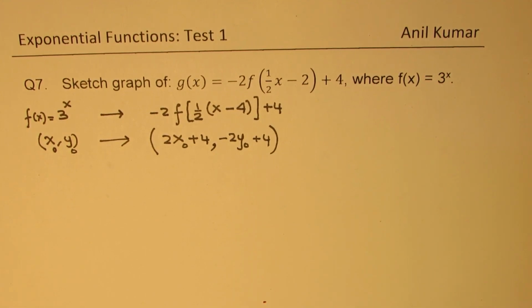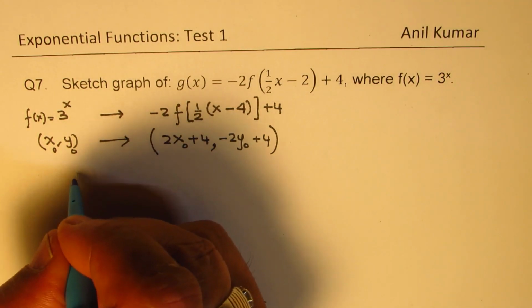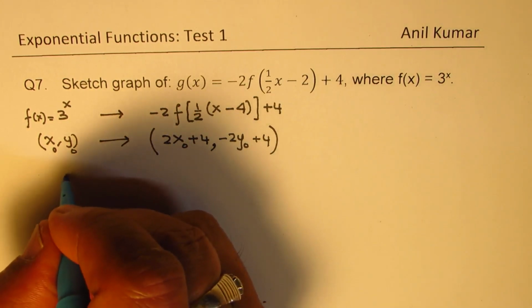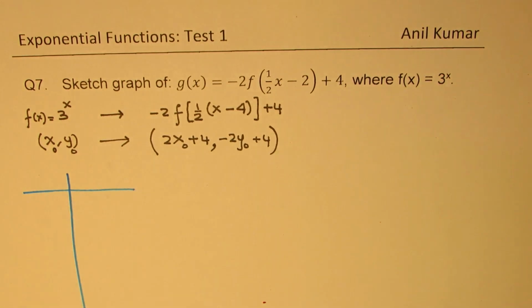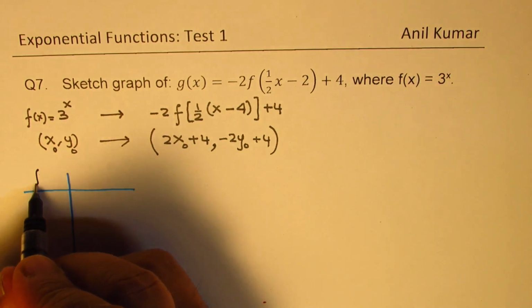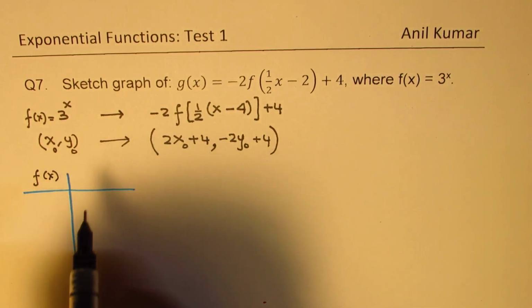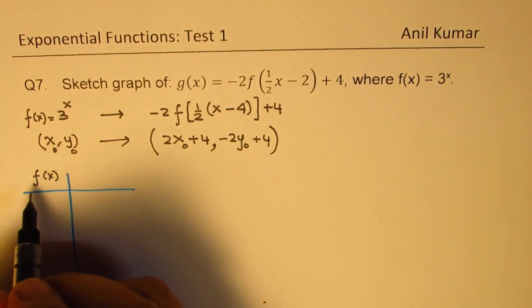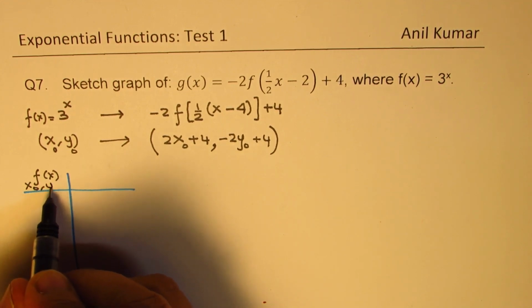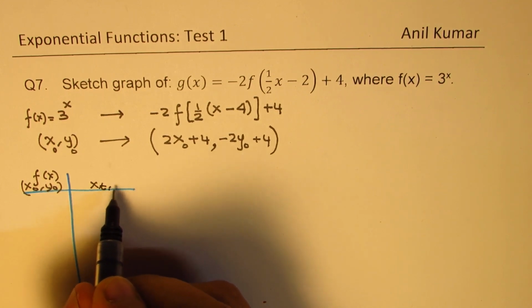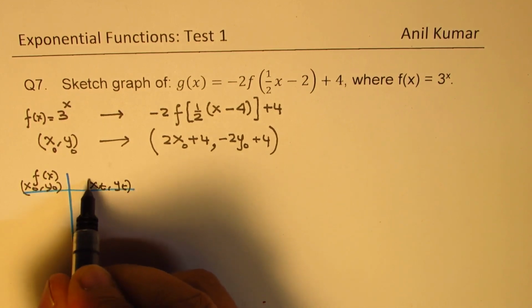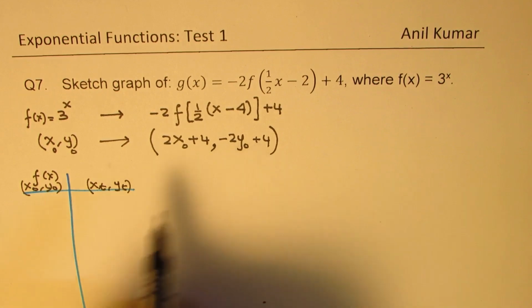Now to make a better graph, what we should do here is take some values, right? So let's take some values. We'll take a few critical values which can help us sketch a good graph. So let's call this function f of x, and the coordinate points will be x0, y0, right? Now here we will write down the transformed points, right? Okay. Clearly the transformation is shown here.